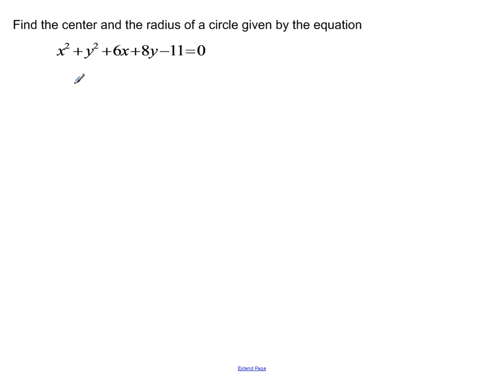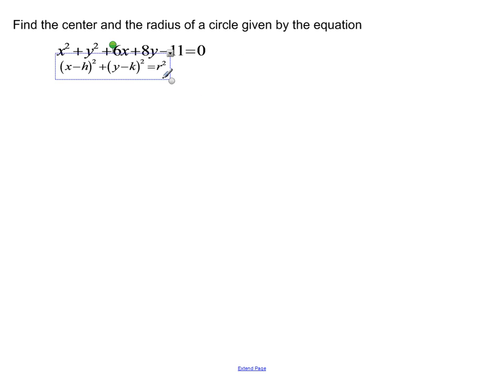All right, so we've got one more kind of problem that we deal with when it comes to finding the center and radius of a circle if we're given its equation. This is an equation that's written in what's called general form, by the way, where we have x squared and y squared plus 6x plus 8y equals 11. It's not written in the form (x minus h) squared plus (y minus k) squared equals r squared, right?